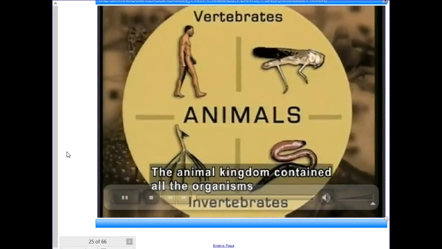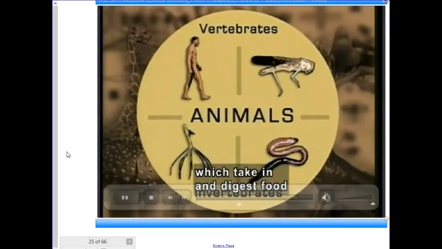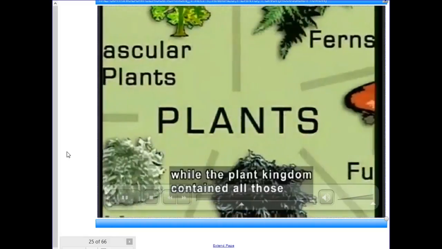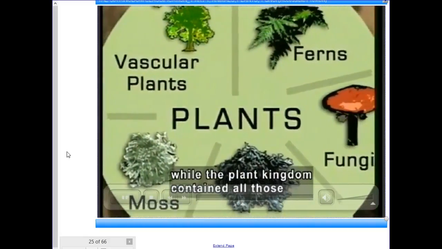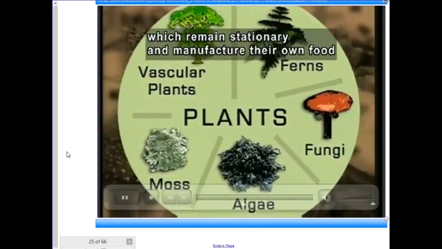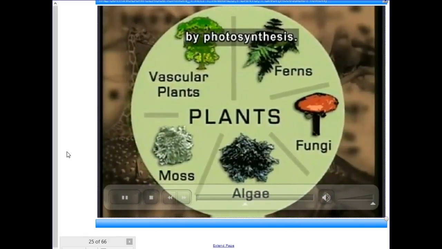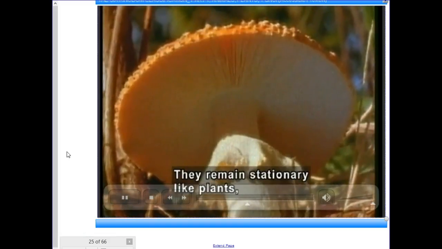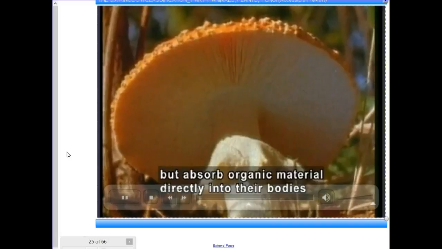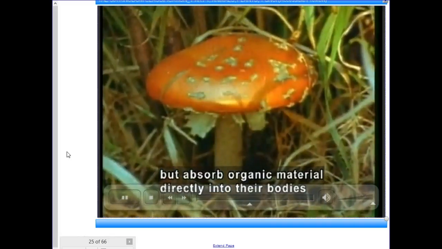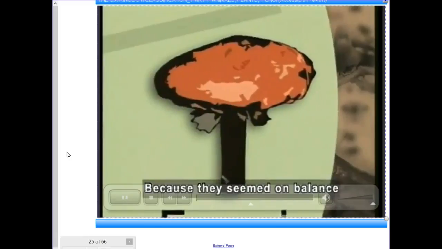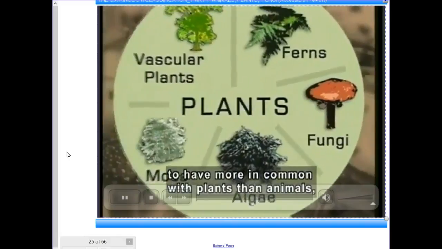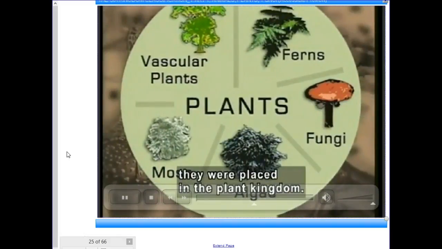The animal kingdom contained all the organisms which take in and digest food and usually move around to obtain it, while the plant kingdom contained all those which remain stationary and manufacture their own food by photosynthesis. But fungi presented more of a problem. They remain stationary like plants, but absorb organic material directly into their bodies like animals. Because they seemed on balance to have more in common with plants than animals, they were placed in the plant kingdom. The kingdoms are defined by circles.